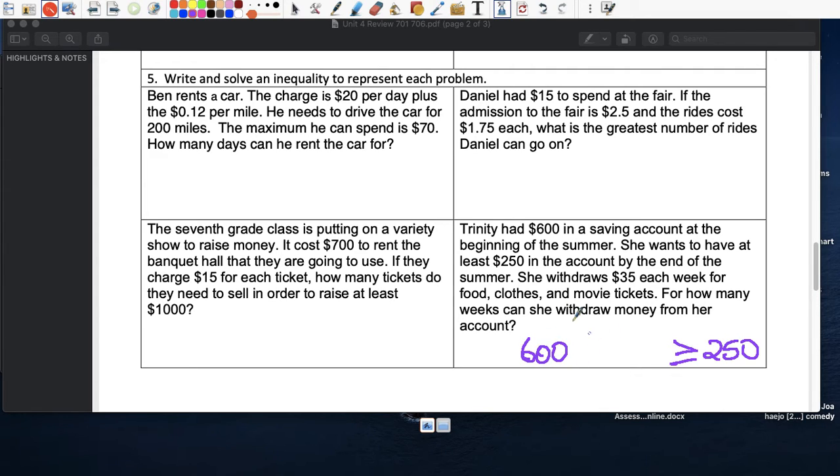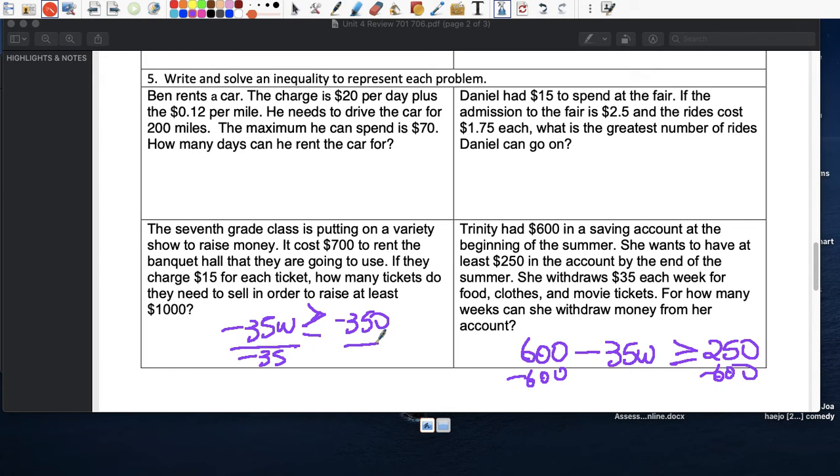And what's happening to her 600? Every week there's a minus. We're taking $35 per week. Every week. How long can we do that for? Well, we're going to do minus 600, minus 600. Then we get 35W greater or equal to negative 350. Then we're going to divide this by negative 35 and divide this by negative 35.